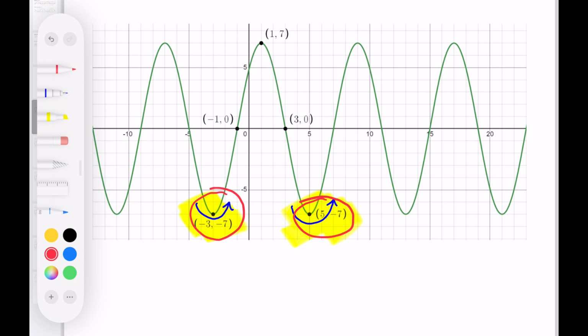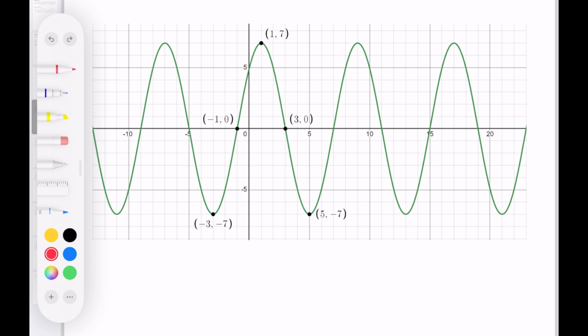So, what's the difference between those two? The difference is the distance from the y-axis. The distance to the starting point from the y-axis is called the phase shift. So, if you look at this point, there is a phase shift of negative 3. Or in other words, it is shifted 3 units to the left. If you look at this point, there is a phase shift of positive 5, or in other words, it is shifted 5 units to the right.